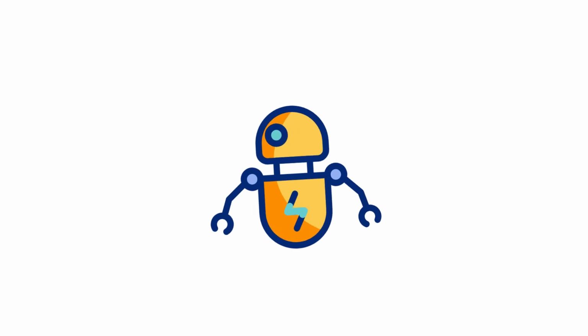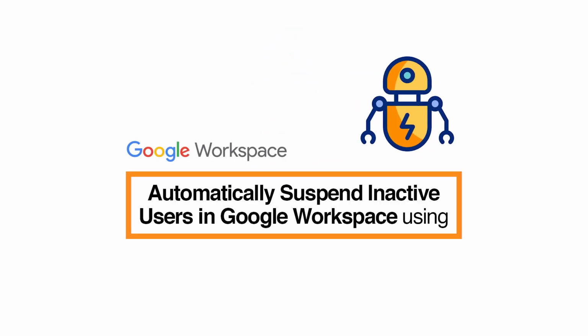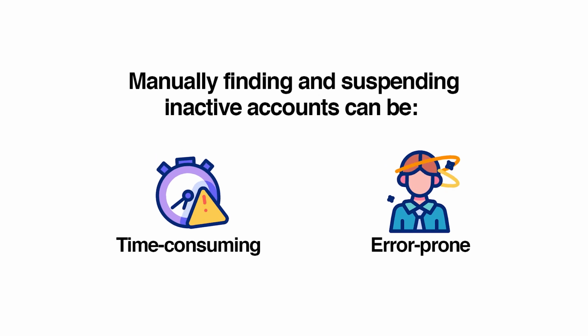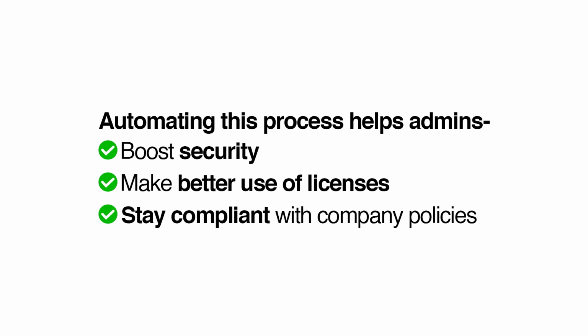Hi there, in this video, you will learn about how to automatically suspend inactive users in Google Workspace using Fanatical Foresight. Manually finding and suspending inactive accounts can be time-consuming and error-prone. Automating this process helps admins boost security, make better use of licenses, and stay compliant with company policies.